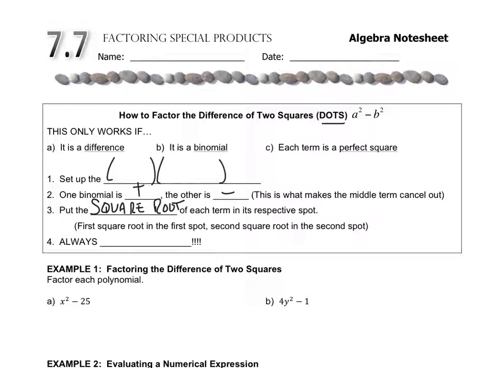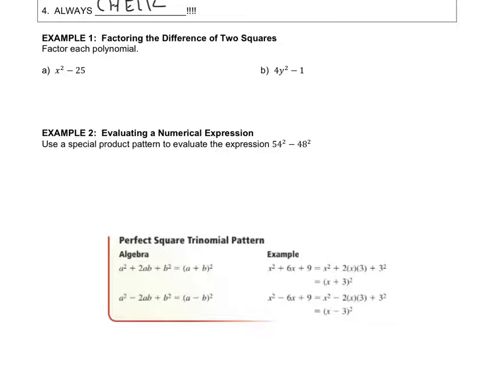And lastly, as we always want to do, we want to use FOIL to just check your answer just to make sure it makes sense. So first example. So we look at what we have, an x squared minus 25. So the first thing we have to say is it's a binomial, but we see this little square, which means we might be looking at factoring. There is no greatest common factor between those two terms.